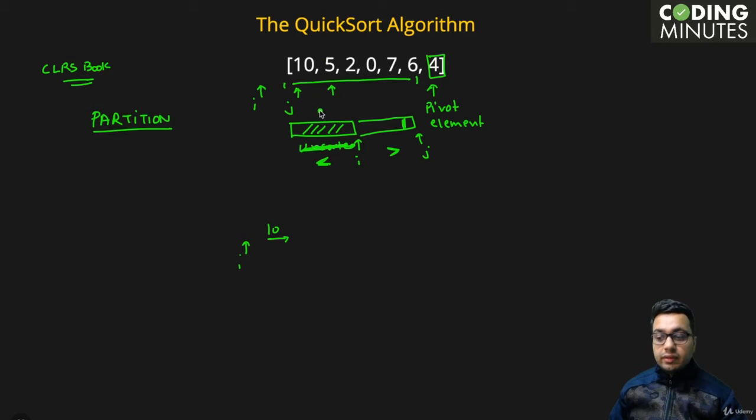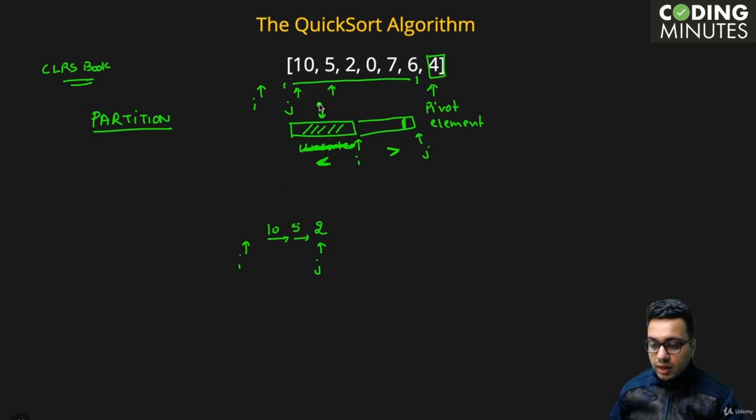So we come to 5. Is 5 greater than 4? Yes. So we will not do anything, we will just move our j pointer to the next location. So j is now standing at 2. Is 2 greater than 4? The answer is no. So if it is not, we will expand this window.